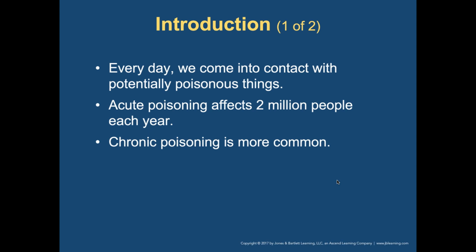Every day we come in contact with things that are potential poisons. It can be the bleach you're cleaning house with, or the bleach and Pine-Sol mixture that you make at home. That's a toxin, and those two don't go together, just FYI. Almost any substance may be poisonous in certain circumstances. Different doses can turn every remedy into a poison. A prime example is aspirin: too much will kill you. Acute poisonings affect 2 million people each year, and chronic poisoning is more common.